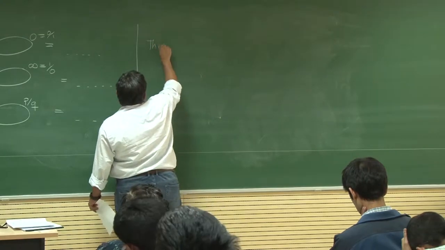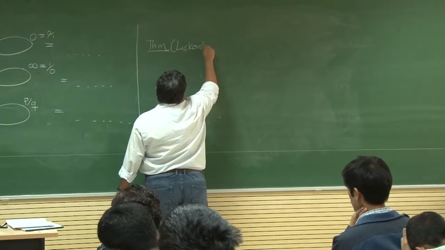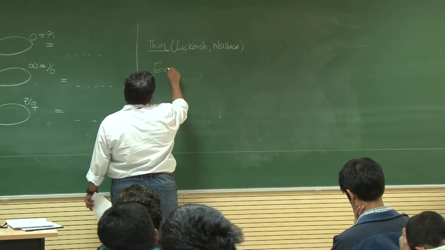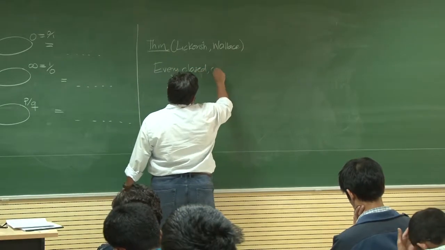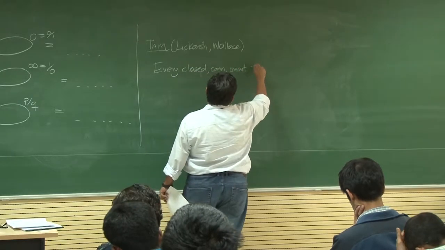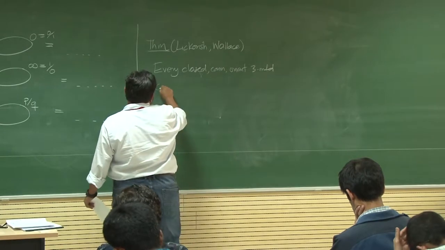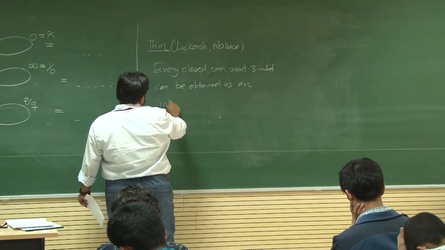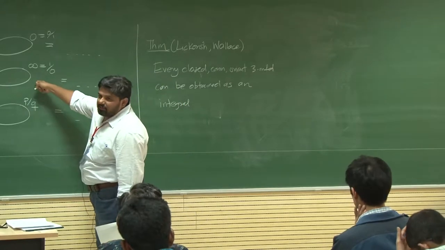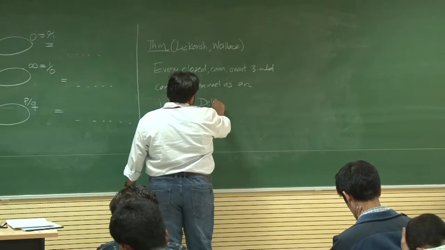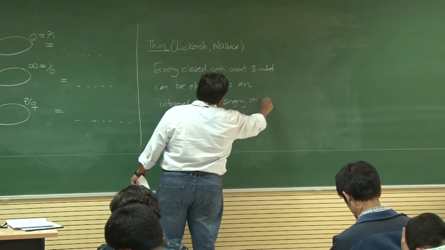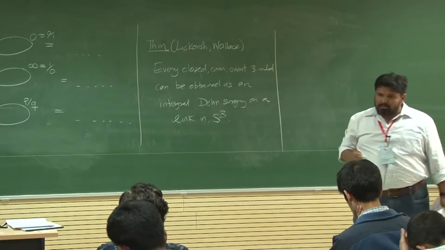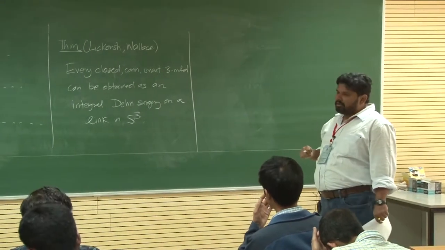So why is Dehn filling important? It's a very fundamental theorem of Lickorish, independently by Wallace. It says that every closed connected orientable three-manifold can be obtained as an integral Dehn surgery, not filling, Dehn surgery, on a link in S3. Integral just means that the coefficients are just integers. That makes knots and links so important to the study of three-manifolds.